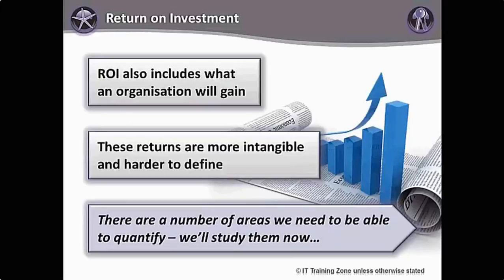On the other side of the balance is what an organization can gain in return for the outlay. These returns are often more intangible and harder to define. There are a number of areas we need to be able to quantify in order to define the benefits we hope to realize. We're going to look at them over the next few screens.